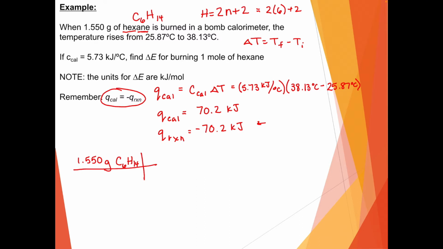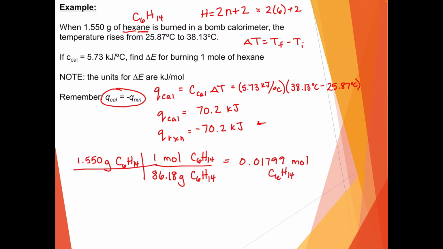And then we can divide by the molar mass, 86.18 grams of C6H14 will give us 1 mole of C6H14. So that tells us that we have 0.01799 moles of hexane. So now we can go ahead and solve for our change in internal energy of our reaction, which is going to equal kilojoules over moles. So we have negative 70.2 kilojoules, and we have 0.01799 moles. So our change in internal energy for burning 1 mole of hexane is negative, right?